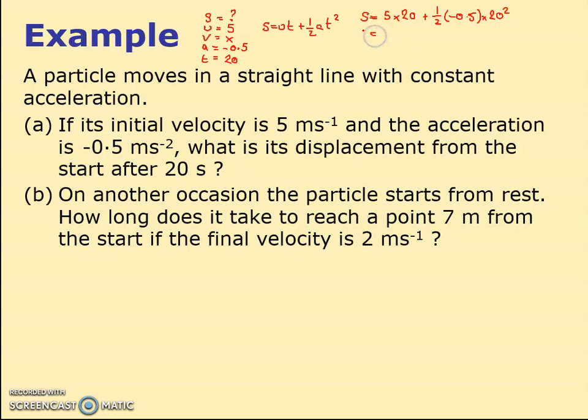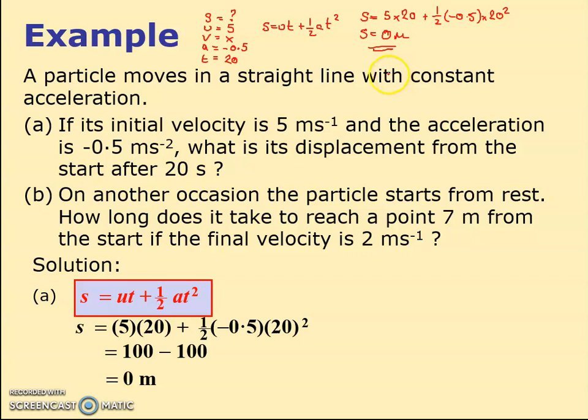And I can just type that into my calculator. So S equals, let's do that. So 5 times 20 plus a half times negative 0.5 times 20 squared. Oh, I get exactly 0. I didn't expect that. But there you go. So basically, whatever it's done, it's gone nowhere after 20 seconds. Let's just see if that's right. Yes, that's exactly right.